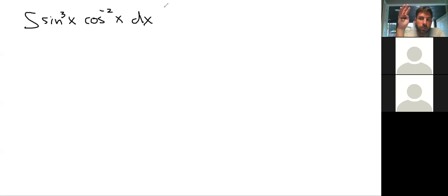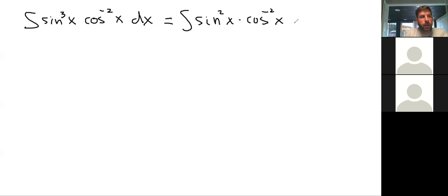So I'm going to do the same strategy I did in the previous problem. I'm going to break the odd guy up. So I'm going to have sine squared x times cosine to the negative 2x, and then I have an extra sine floating around, so I'm going to put it right here. Why am I putting the sine there? Because I already know what's going to happen. I've done these for years. I understand how this works. What I'm trying to convince you of is that if you do enough practice, you'll see why I'm doing things the way I'm doing.